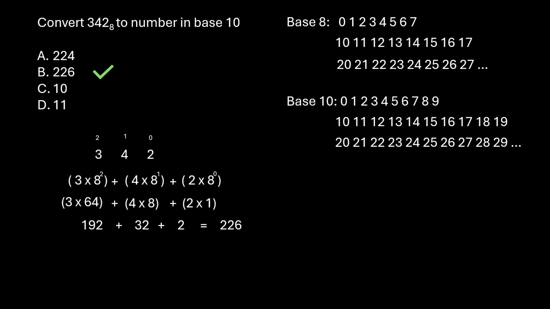So to summarize, to convert a number from base 8 or from any base at all to base 10, we multiply each digit by the base raised to the power of its position, and the position values we assign them from the right, 0, 1, 2. So we multiply each digit by the base raised to the power of the position it's in, and then we add them together.